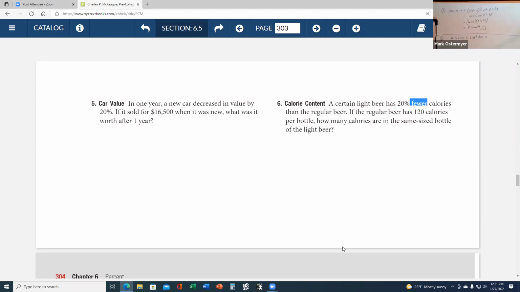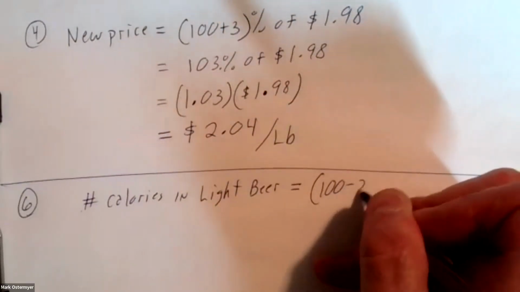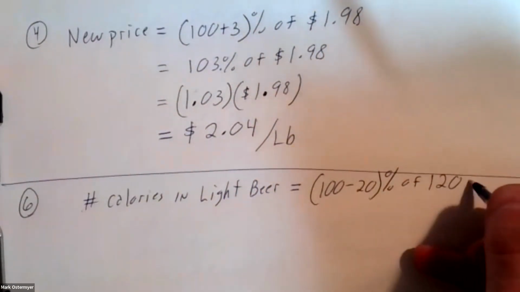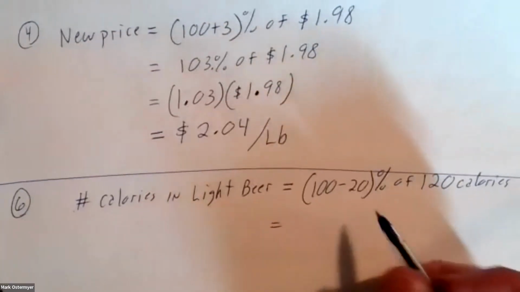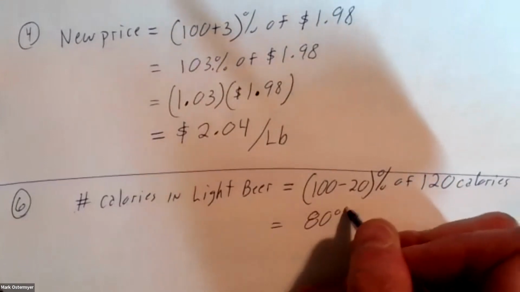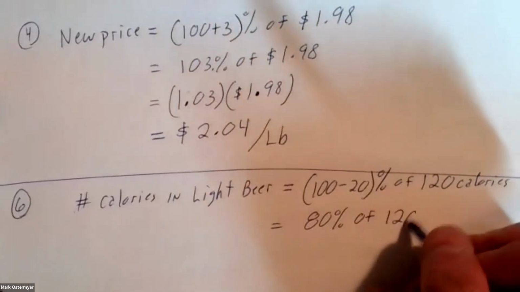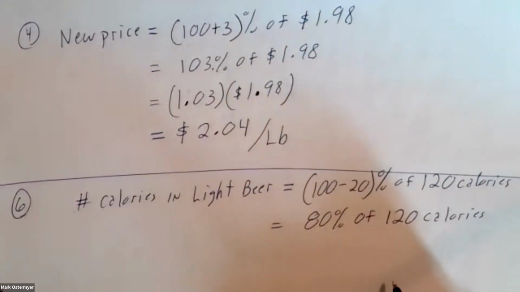So therefore, the number of calories in the light beer is going to be 100% minus 20% of the calories in the regular beer, which is 120 calories. In other words, we take 100 minus 20, which gives us 80%. So the light beer has 80% of the calories in the regular beer. We have to take 80% of 120.